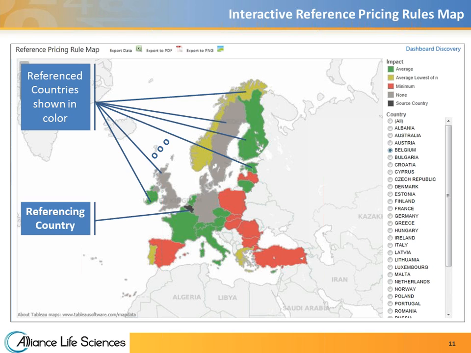But so the referencing country, and it shows which are the countries that are referenced by the referencing country in this case. Now, we have used some color coding here just to give you an idea of, out of those countries that are referenced, which of them follow what rule. The ones that follow an average rule for their referencing going to the next level have been shaded in green. The ones that use a minimum rule have been shaded in red.